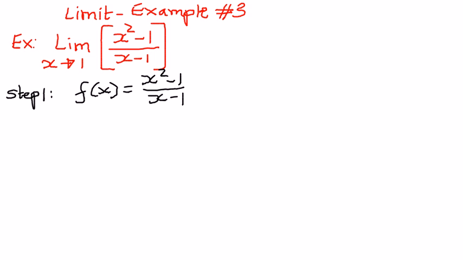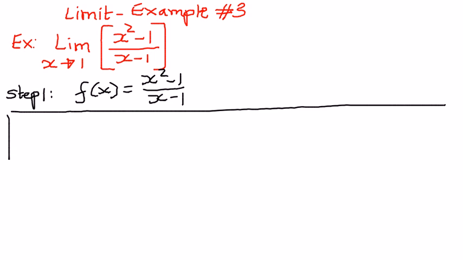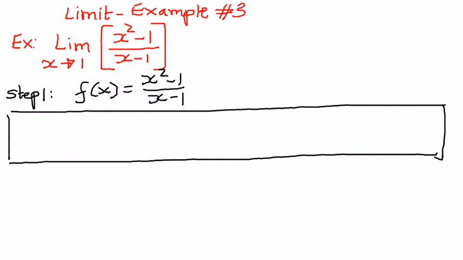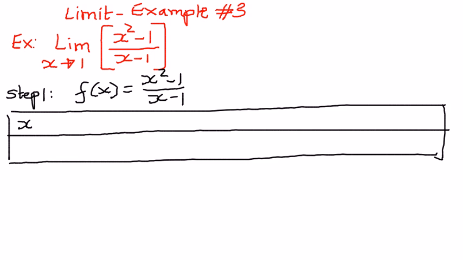To be able to graph this function, we want to construct the table of values, and to do that, we're going to make a table for ourselves like this. We'll give some values for x and then find the corresponding values of the function.